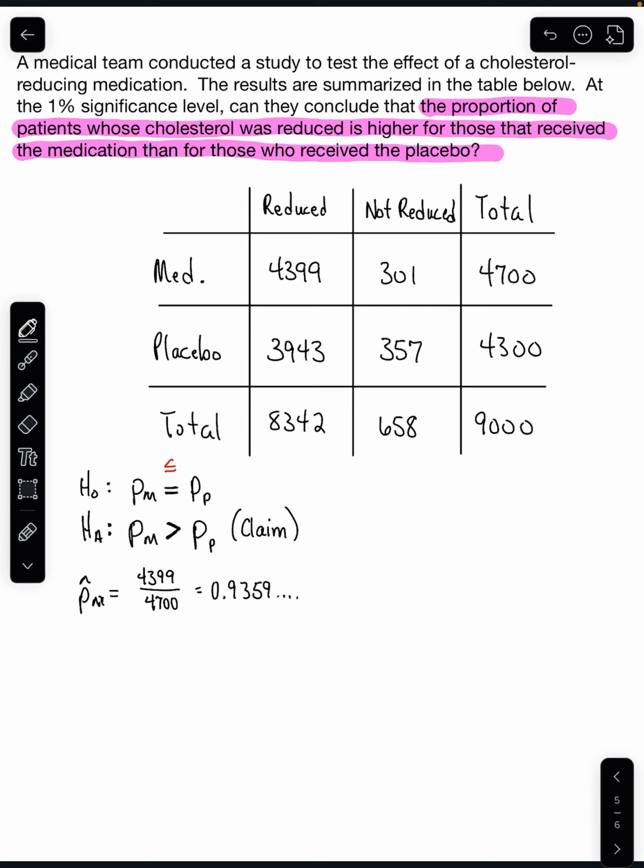We also need the sample proportion for those who got the placebo, which is 3,943 people whose cholesterol was reduced out of 4,300 total who received the placebo. And that gives us 0.9169, etc.